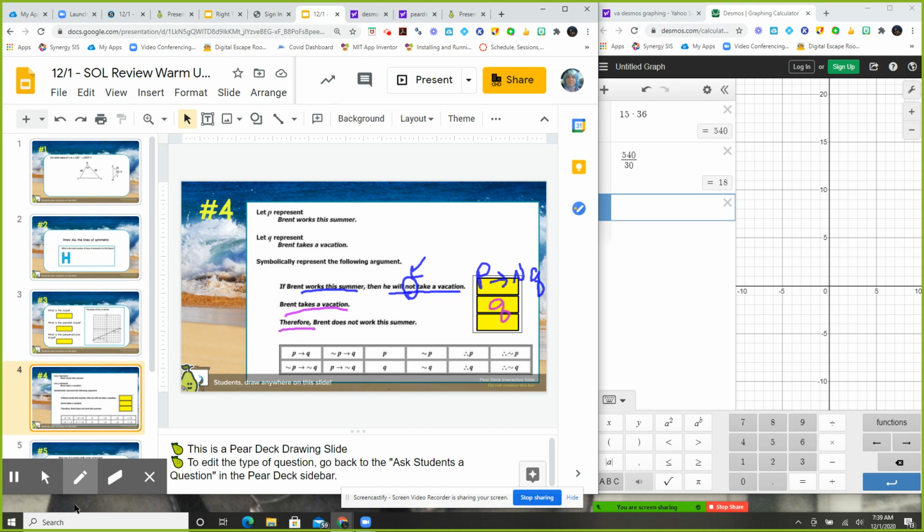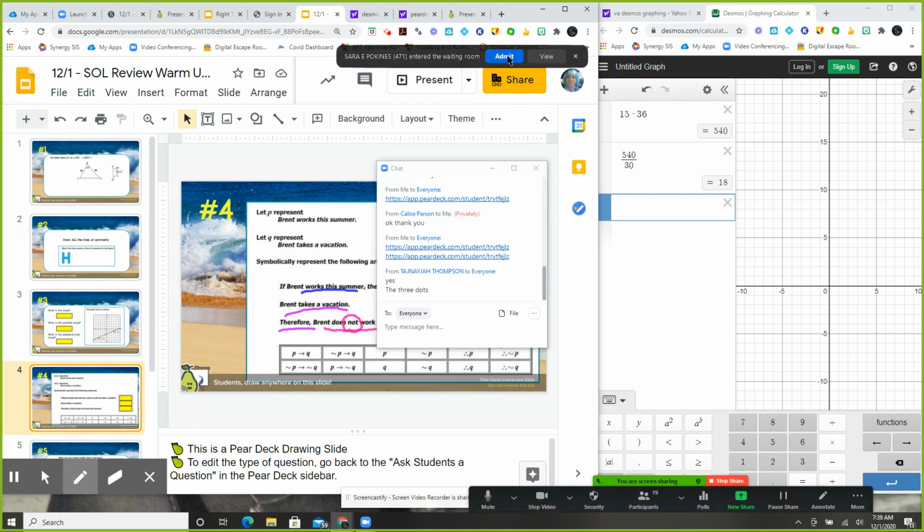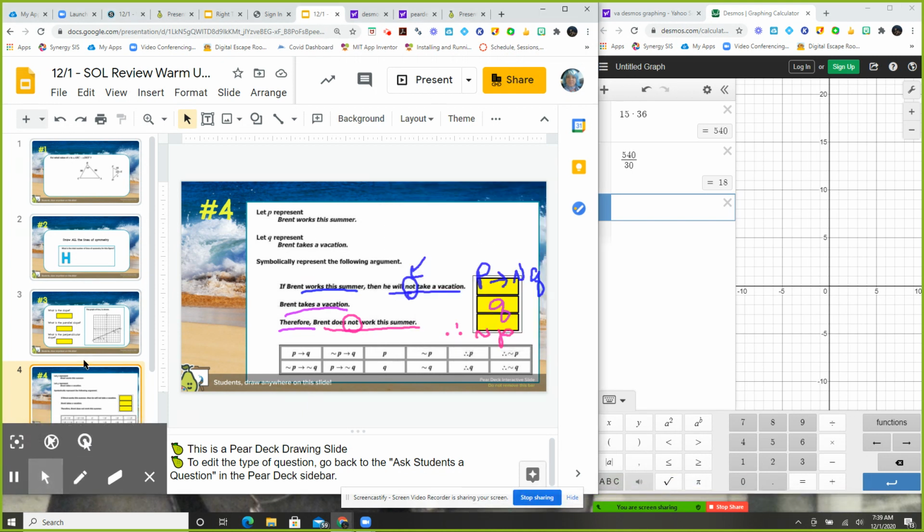Therefore, what's the symbol for therefore? Which one of these is the therefore symbol? Anybody? Yeah, the 3 dots. I heard somebody say the 3 dots. And then Brent does not. There's another little not in there. Work this summer. So Brent works this summer. So P, then not Q, and then just Q, therefore not P. Okay, questions on those 4 slides.